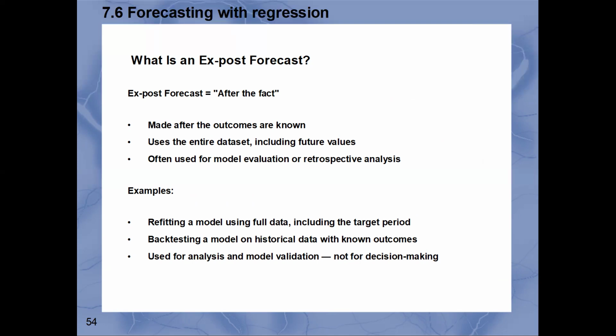So if you make a model, you should use some test. You should take your time series and make part of it the model training data, and part of it your prediction data, and predict what you already know and see how well your model does. And this is used for analysis and model validation and not for decision making.